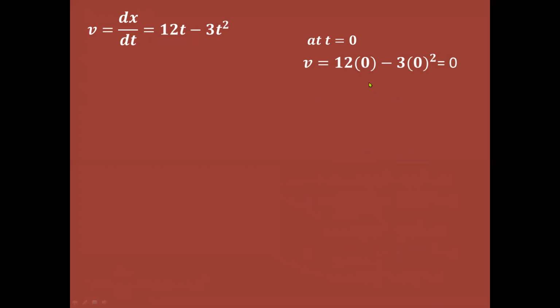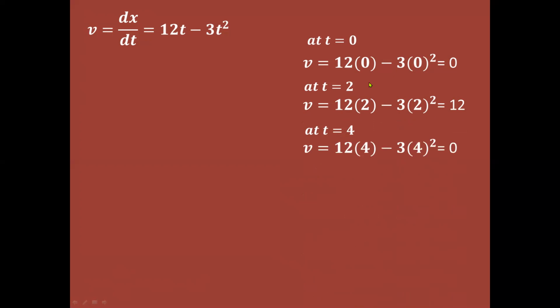Let's have another coordinate by using the time of 2 seconds. v is equal to 12 times 2 minus 3 times the square of 2. We have a value of 12 meters per second. So that we can have another coordinate as 2 and 12. Let us have another try by using the time of 4 seconds. Let's calculate for the value of our velocity as our coordinate. v is equal to 12 times 4 minus 3 times the square of 4. We have a value of 0 as velocity.